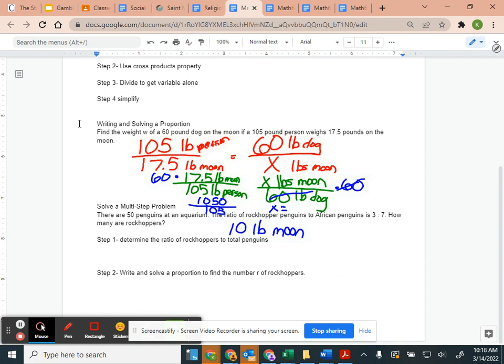Yes, so X would equal 10. So X equals 10 pounds, because our question is, find the weight of the 60-pound dog on the moon. So its weight on the moon is 10 pounds. So that's our answer. So now let's look at our next one.